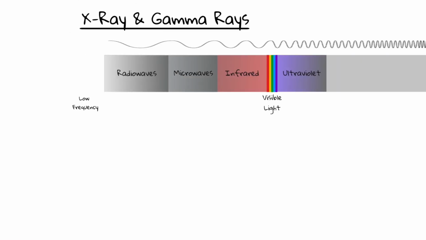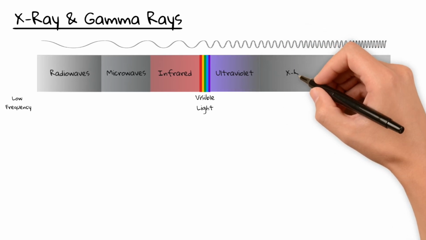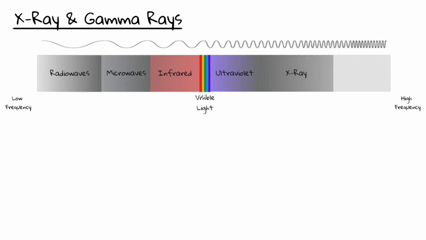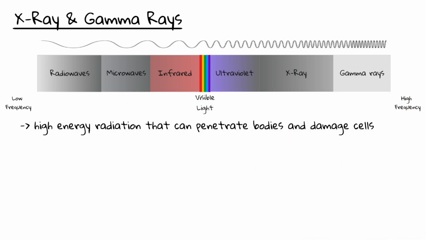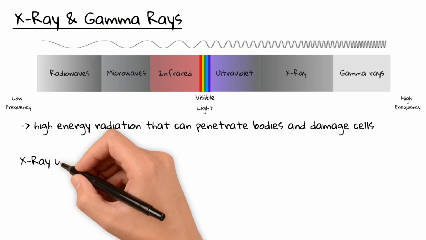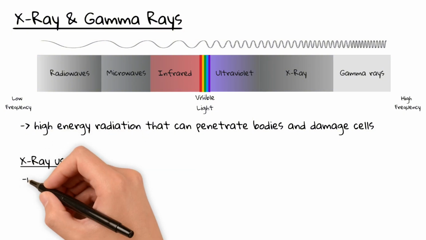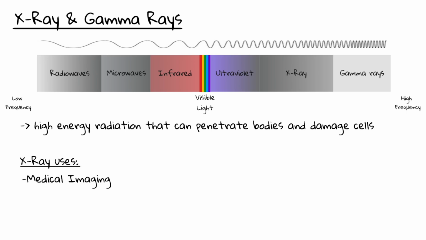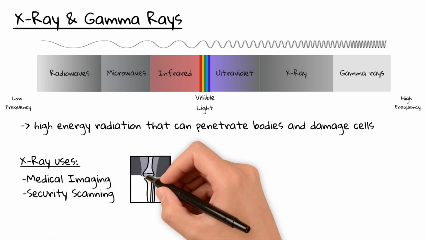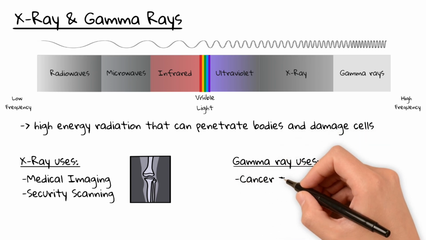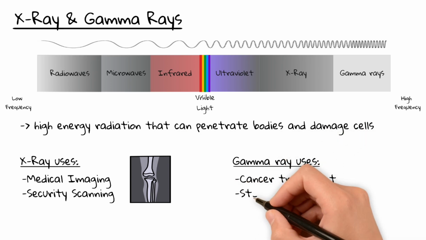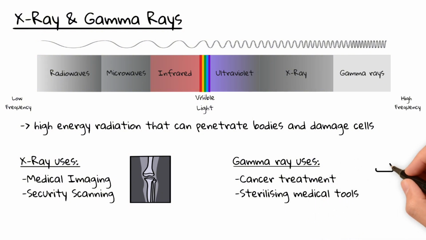Now we jump to the high energy end of the spectrum, X-rays and gamma rays. These waves carry so much energy that they can penetrate matter and damage cells, which makes them dangerous, but also incredibly useful. The uses of X-rays are medical imaging, also known as X-ray scans, and security scans at airports. The uses of gamma rays are cancer treatment, also called radiotherapy, and sterilizing medical tools.